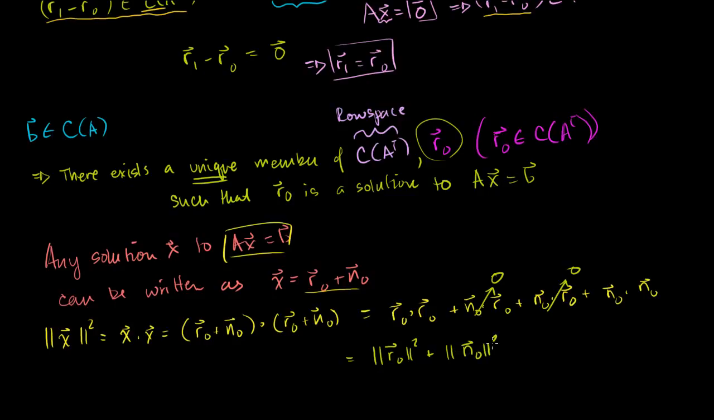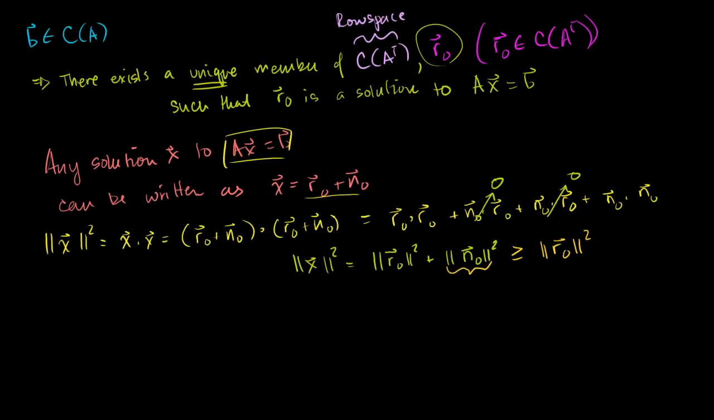These are all vectors. And so we get the length of the vector x squared is equal to the length of our unique member of our row space squared, plus that member of our null space squared. Now, this is definitely going to be a positive number. It's at minimum 0, but it has to be something larger than 0. So we can say that this quantity right here is definitely greater than or equal to just r naught squared.